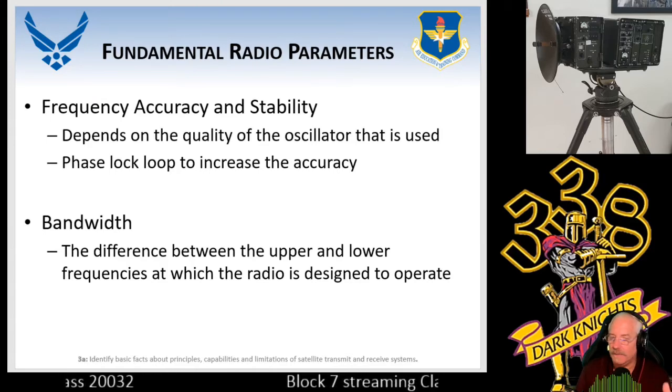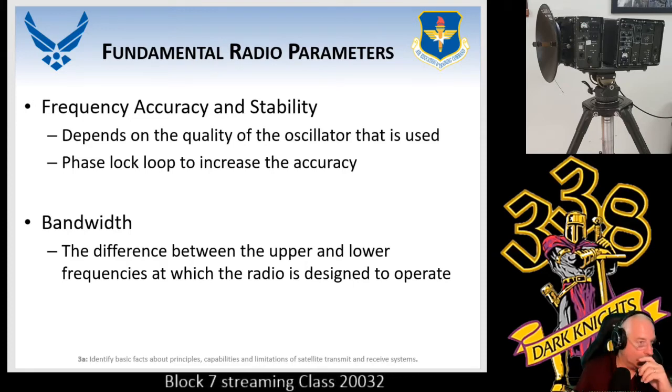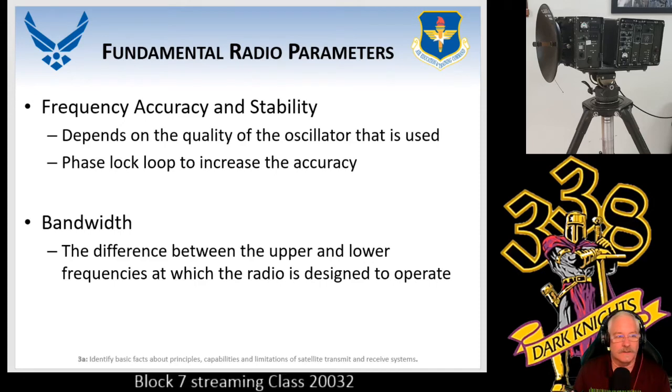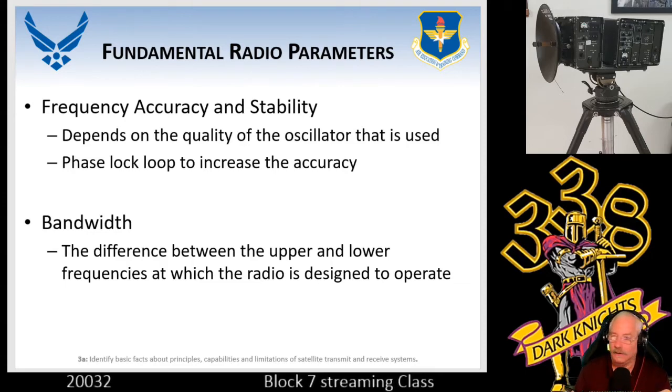Now, to compensate for some of that, you're going to have something called phase lock loop. The idea here is to keep your frequency on frequency so it doesn't drift. If you have a good quality oscillator, the phase lock loop doesn't have to work as hard to keep it accurate and stable. So that's the whole idea behind phase lock loop, is to keep it accurate and stable. Crappy oscillator, phase lock loop is going to have to work really hard. Good oscillator, it's going to have to work less.